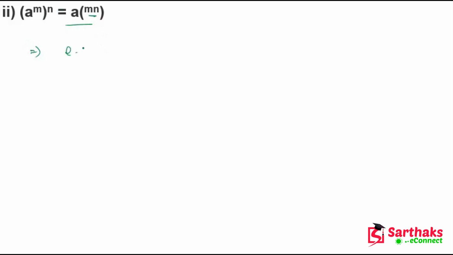If you see the example, if we have 5 raised to power 2, and again raised to power 3, then the result is 5 raised to power 2 into 3, which is 5 raised to power 6. So this is very easy.